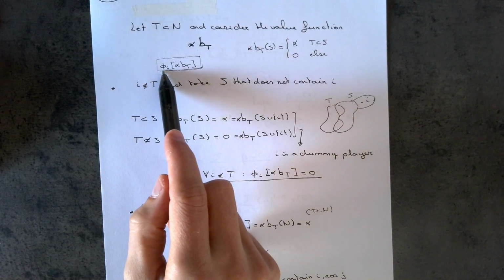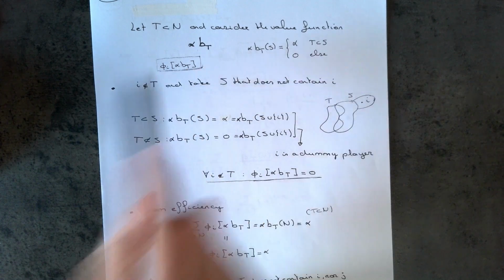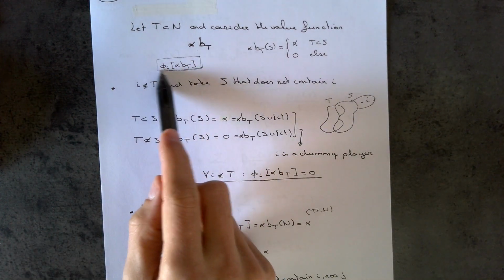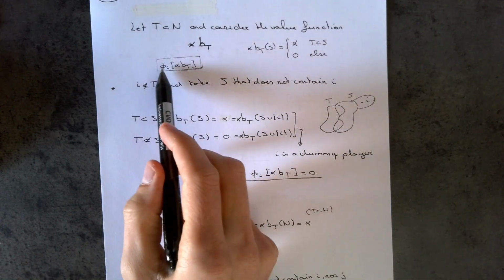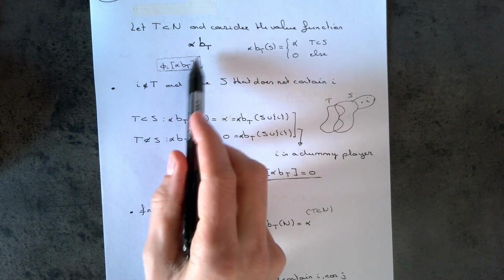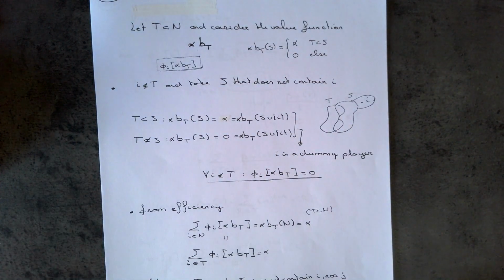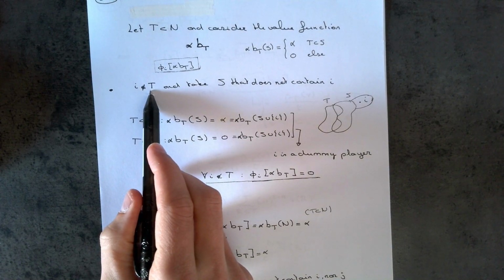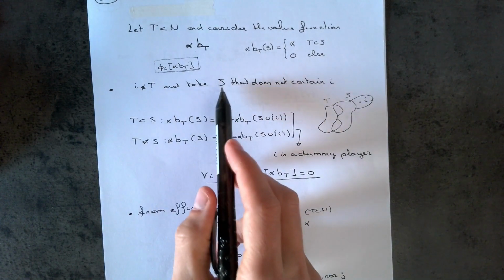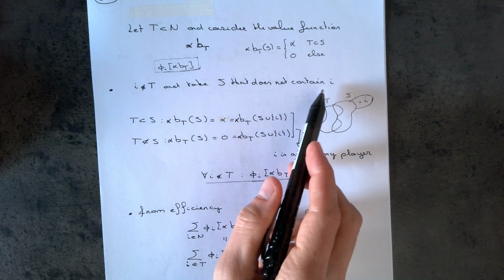What I'm interested in is obtaining the value of phi I alpha bt. Okay, and here I assume that phi I is a value that satisfies the 4 axioms: symmetry, dummy, additivity, and efficiency. And I would like to obtain this value for this particular game. So consider an individual I that's not in this coalition T, and take any other coalition S that doesn't contain I.